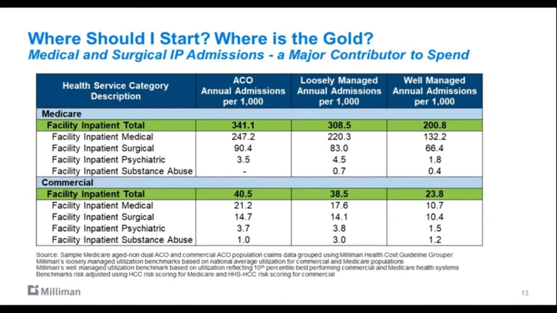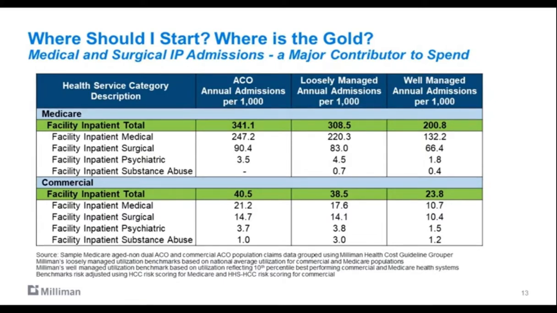So one might ask, where should I start? Where's the gold? We saw 40% of the Medicare cost was inpatient. So starting with inpatient, what I'm showing here is medical and surgical inpatient admission utilization rates per 1,000 members per year. Again, health plans live and breathe by their utilization per 1,000 for particular services, and ACOs should as well. They should know these numbers, have these numbers down.